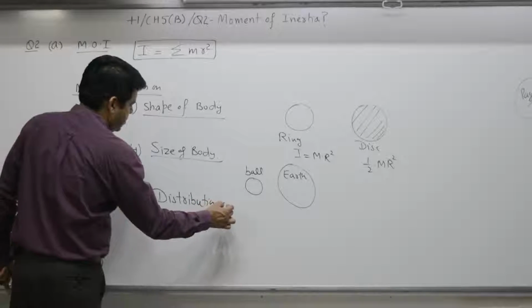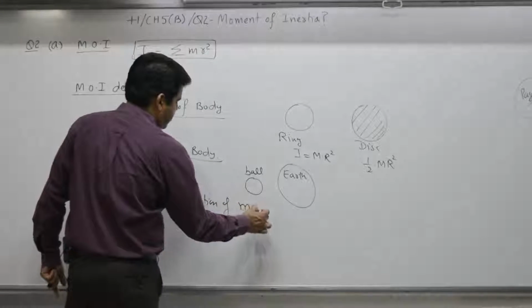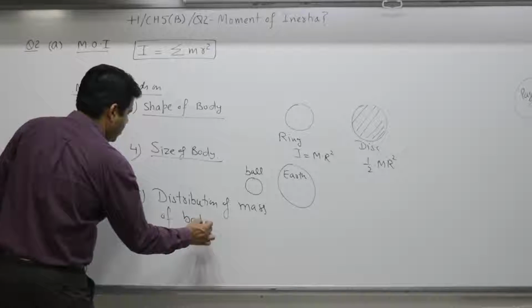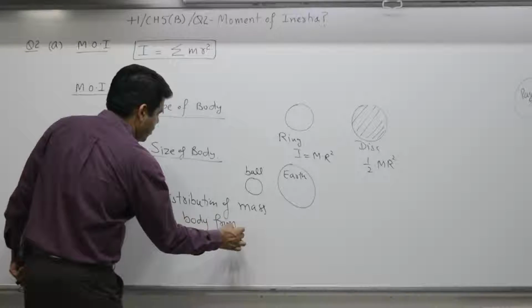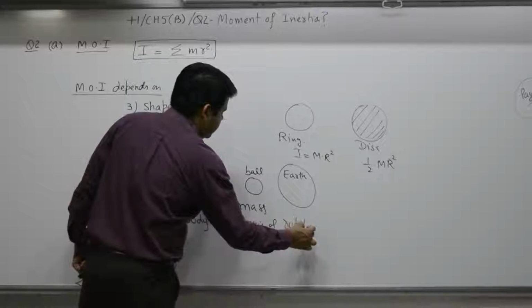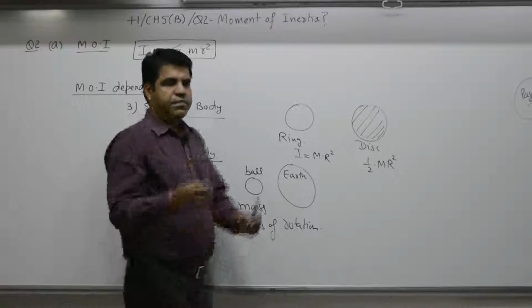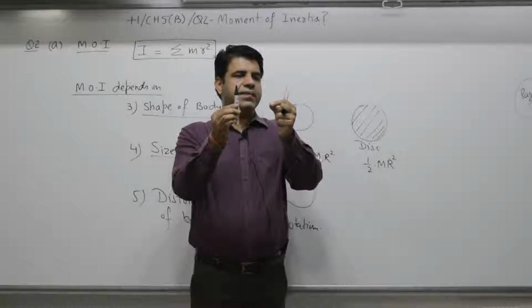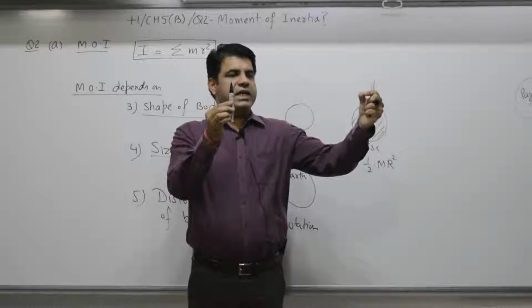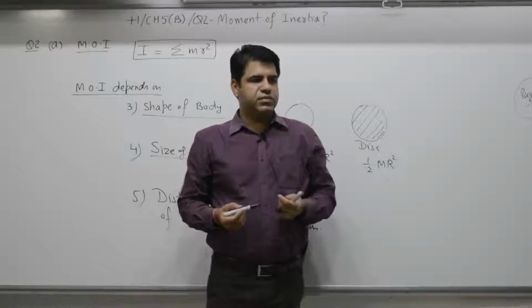Distribution of mass of body from axis of rotation. If mass is close, nearby, moment of inertia is less. If mass is away, at a distance, moment of inertia is more.